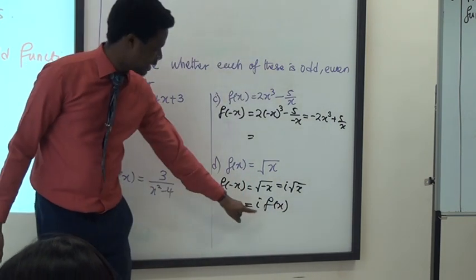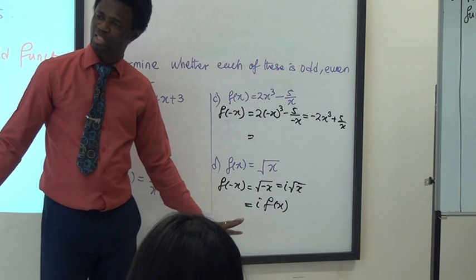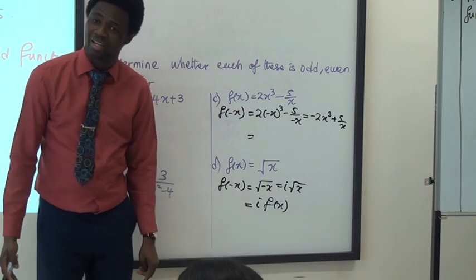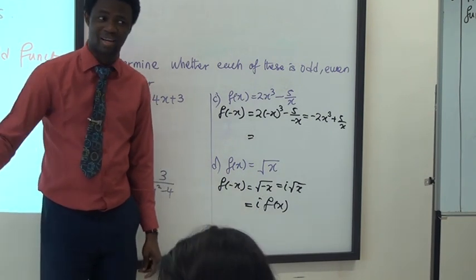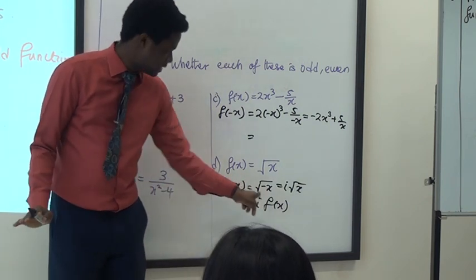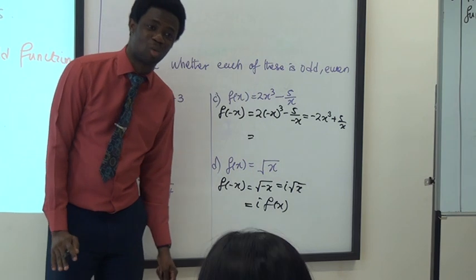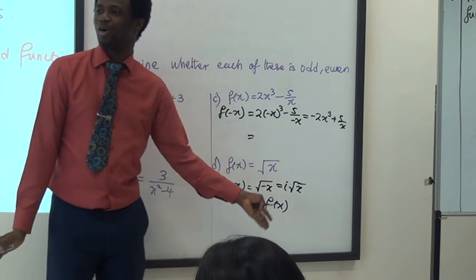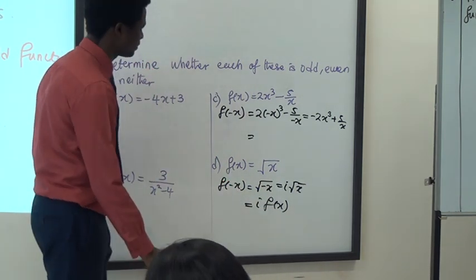If i was negative, then we could conclude that it's odd. But you and I know i is not negative. i squared is negative 1, right? And if i squared was 1, then it means it is even. But we know i is not 1. So it is neither odd nor even, all right?